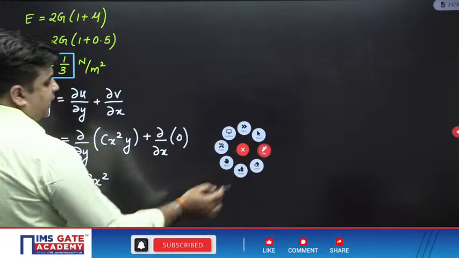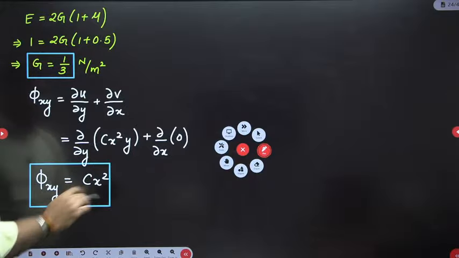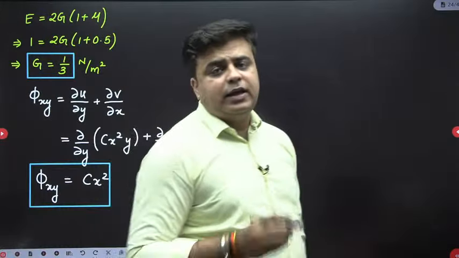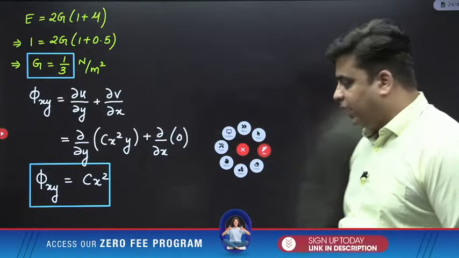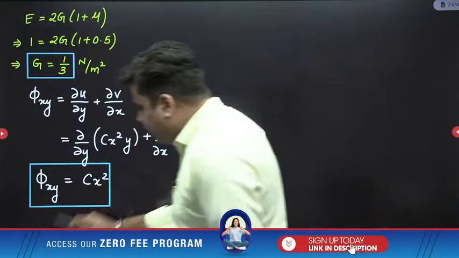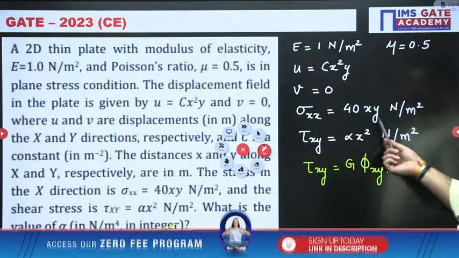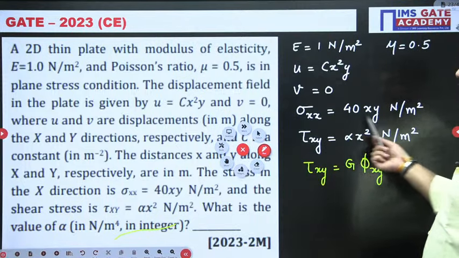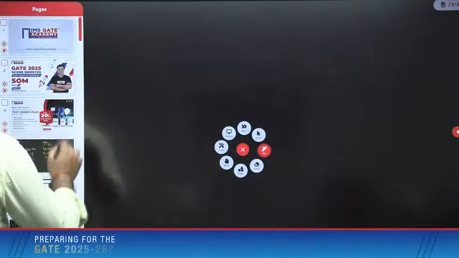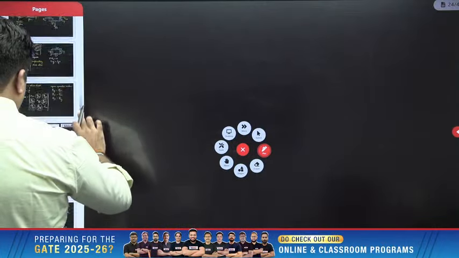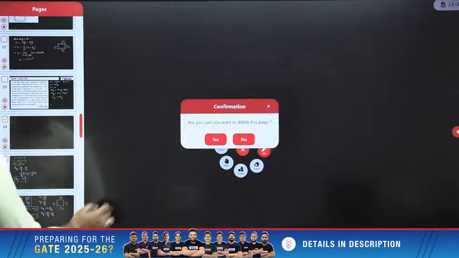Now, sir, again one problem came here. I don't know the value of C. If somehow I can determine the value of C, I can determine the value of alpha by substituting tau xy is equal to G into phi xy. Now, for giving you this value of C, you have one more relation, that is sigma xx. What is sigma xx? Just 1 minute. How can we calculate the value of sigma xx?